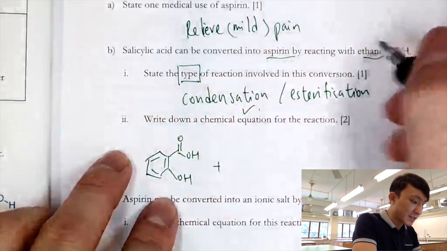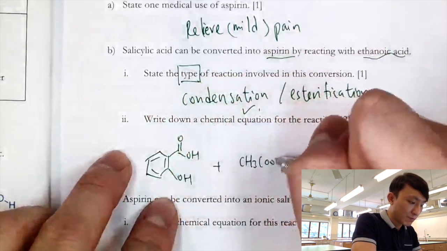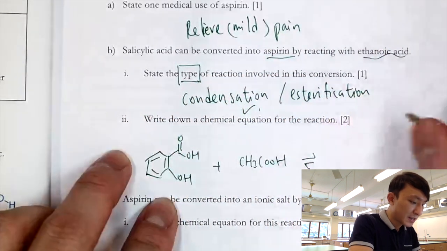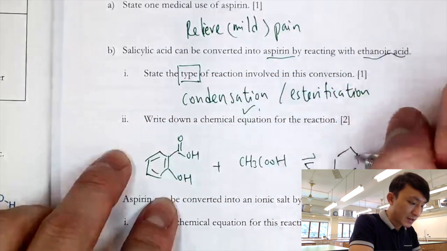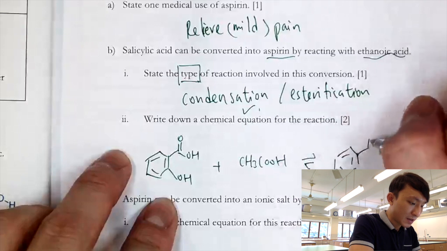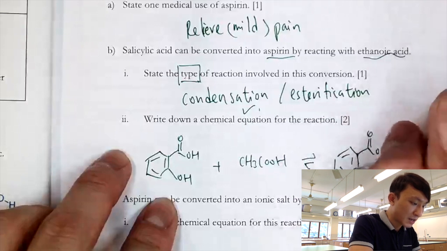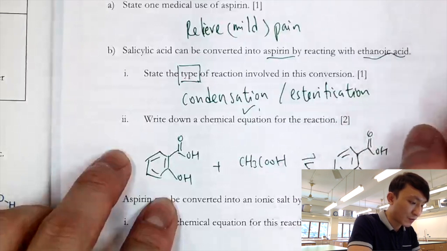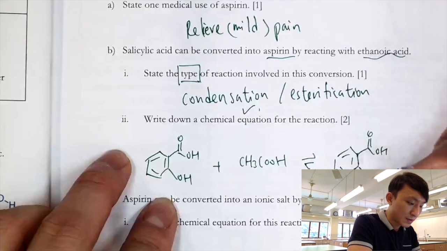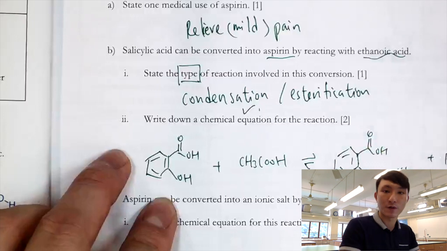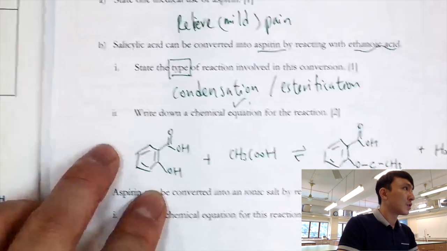So with the ethanoic acid, CH3COOH, make sure you use a reversible sign so that you won't get deducted by 1 mark because of the wrong use of the arrows. And make sure you have a water that is formed. All right. So just like that.